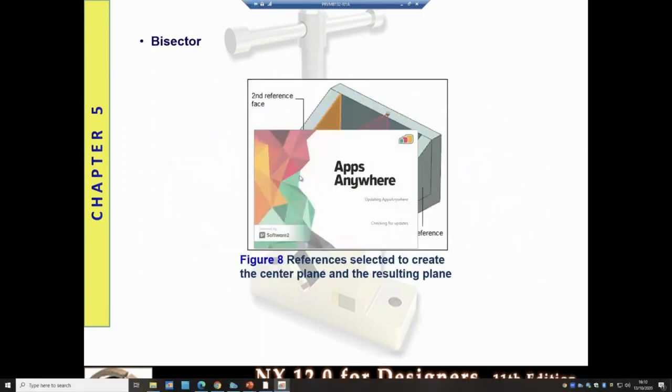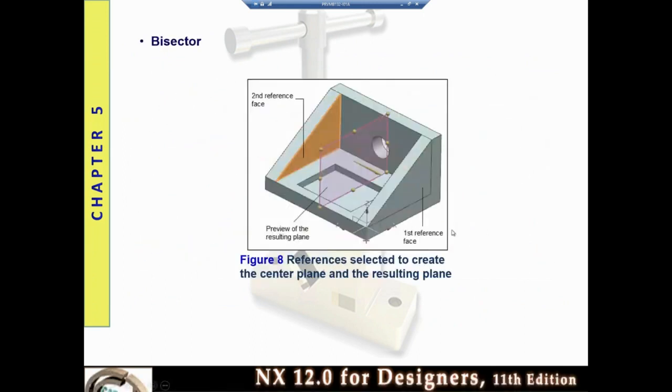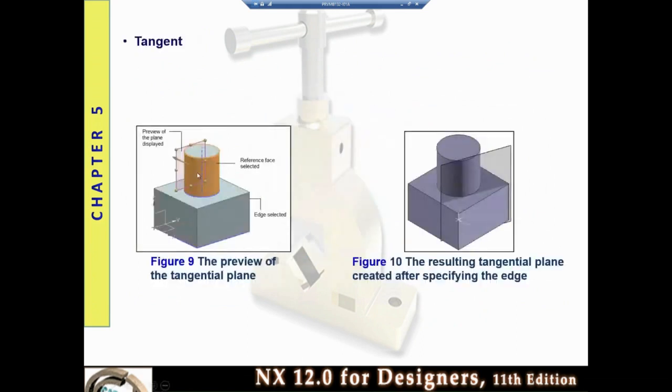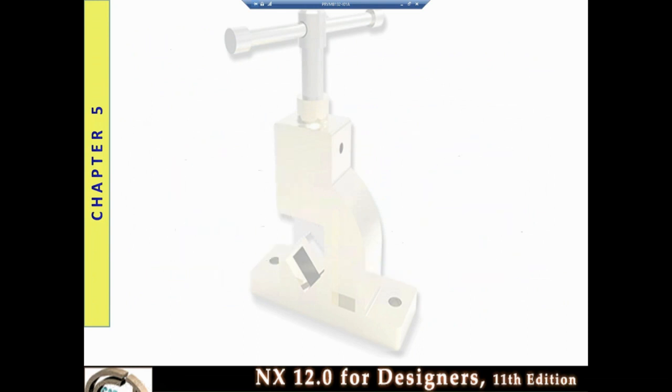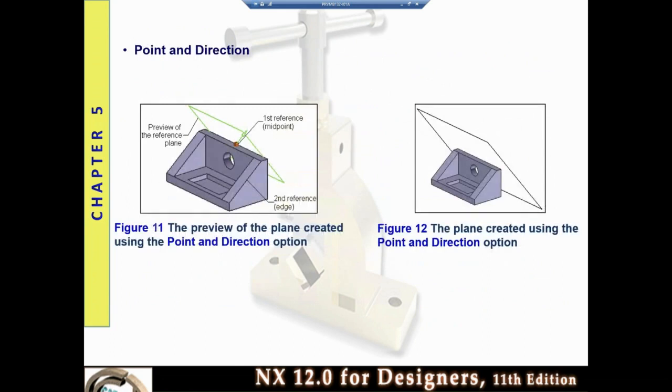If you already have 2 faces, you would be able to use them to create a bisector plane, which comes exactly in the middle of those 2 planes. You can either use the 2 inside or the one outside, so it depends where you want to have your bisector plane. If you have a curved area, you would be able to make a tangent plane to that curved area. If you already have a point and you want to create a plane there, you can use that point as a reference, and then you would be able to create a plane there.